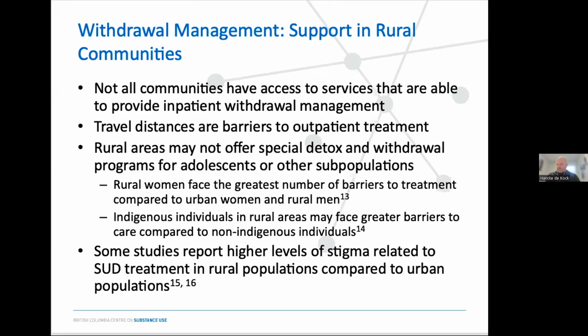For example, the lack of recognition and respect from healthcare providers regarding cultural protocols, and the history of racist intervention and racial stigma. There are further studies that reported higher levels of stigma related to substance use disorder treatment in rural populations compared to urban populations. Another study found greater perceived stigma among older adults in rural areas in receiving psychological treatment, and another study among physicians found that rural physicians reported greater bias towards patients with substance use disorder compared to urban physicians.